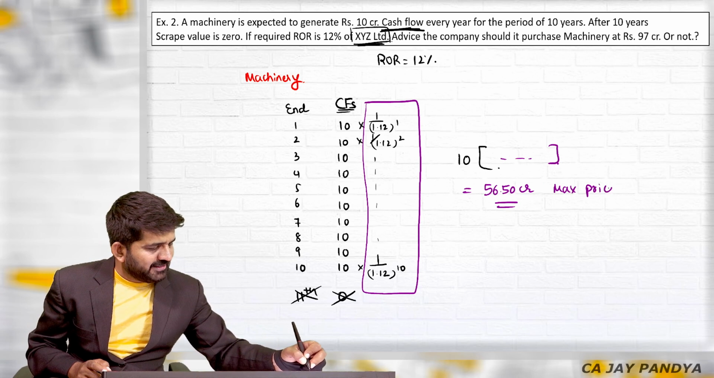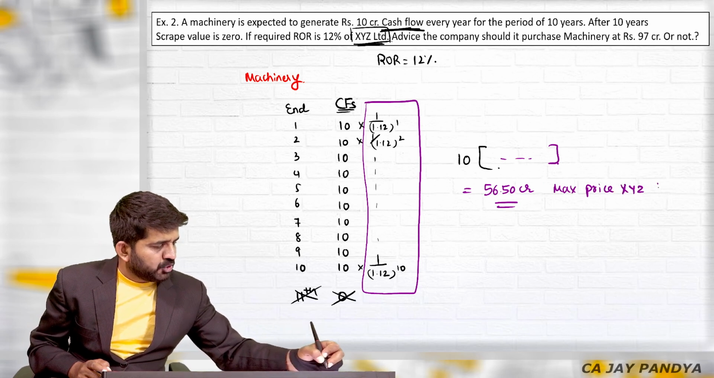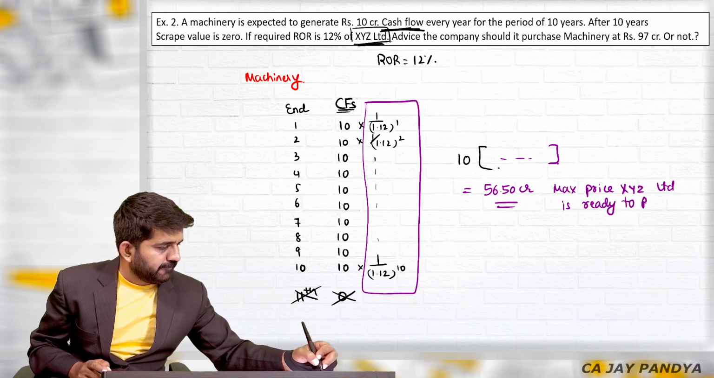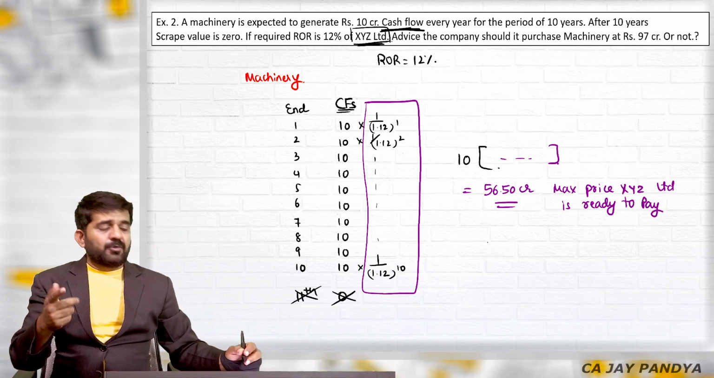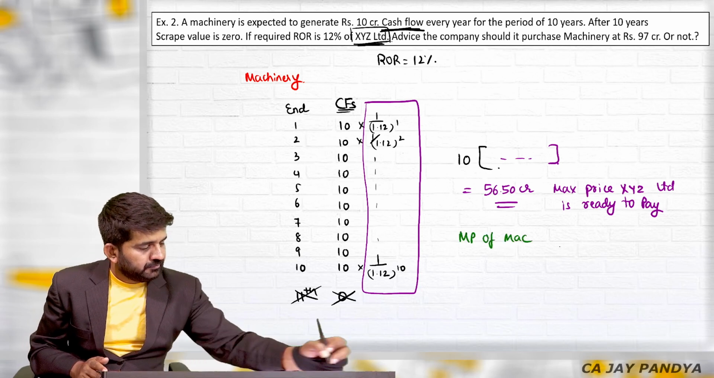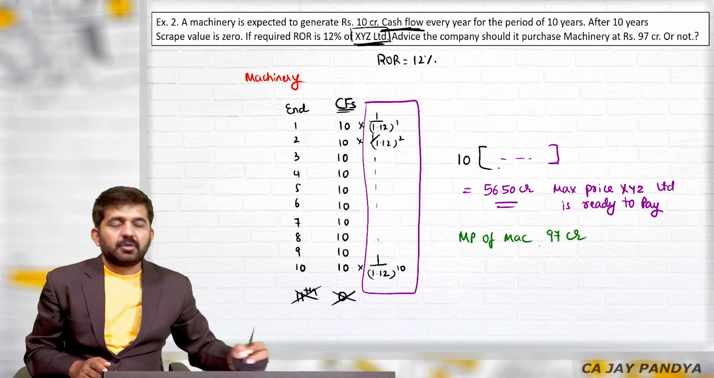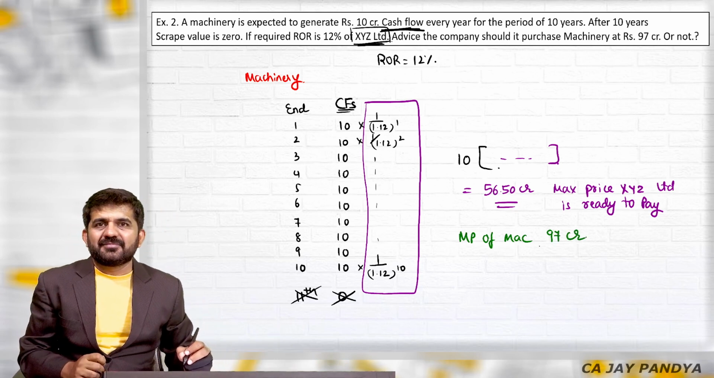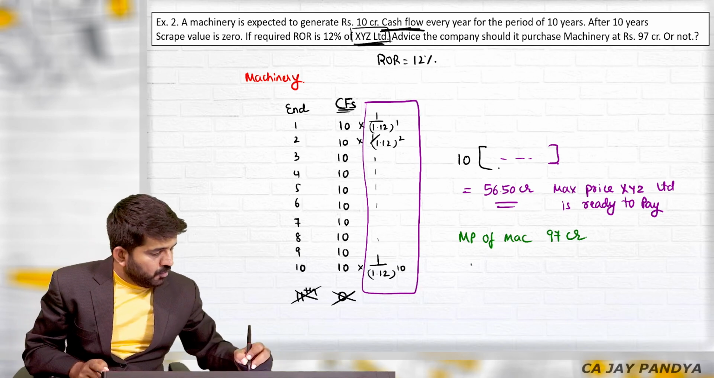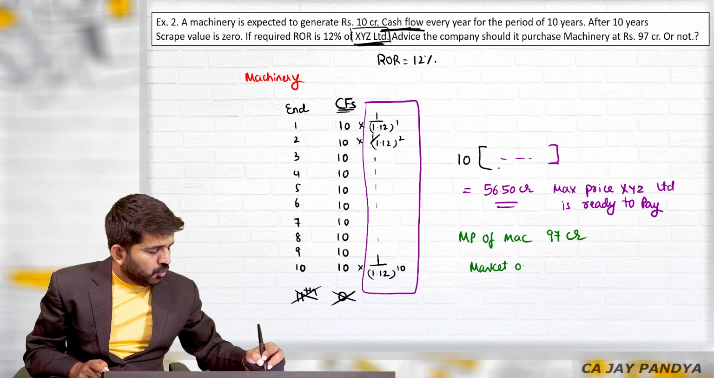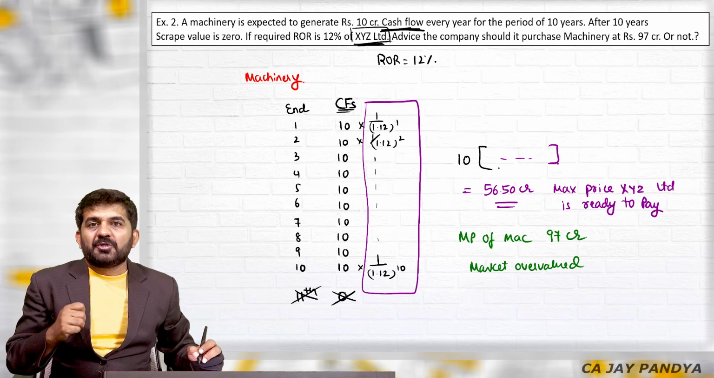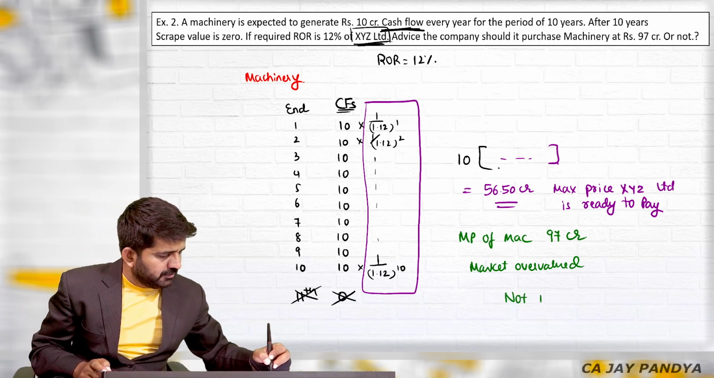This is the maximum price XYZ Limited is ready to pay. Then what is the market price of the machinery? It is 97 crores. Should you purchase this machinery or not? The answer is no. The market has overvalued. Market में महंगा मिल रहा है. Will you purchase? I will not purchase.